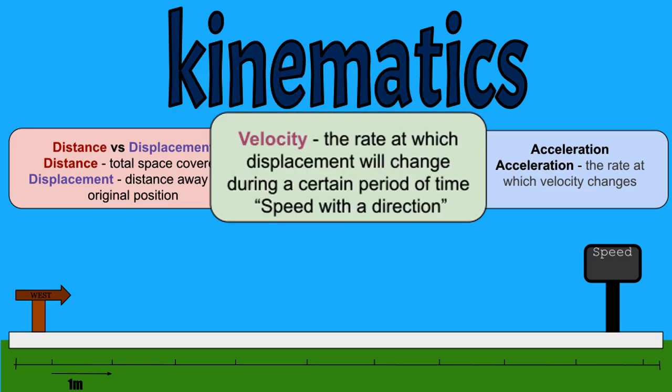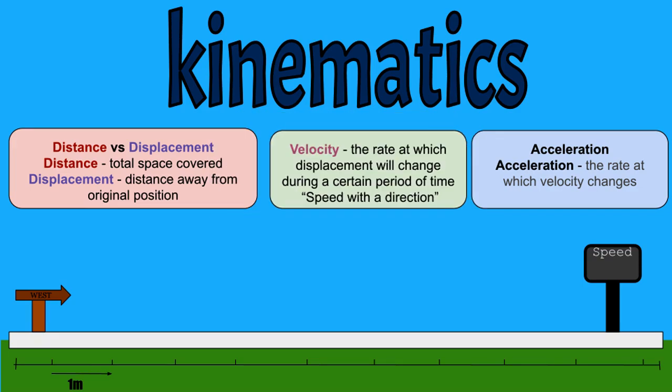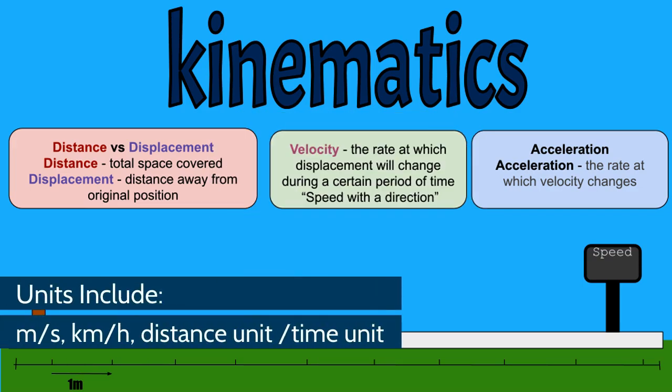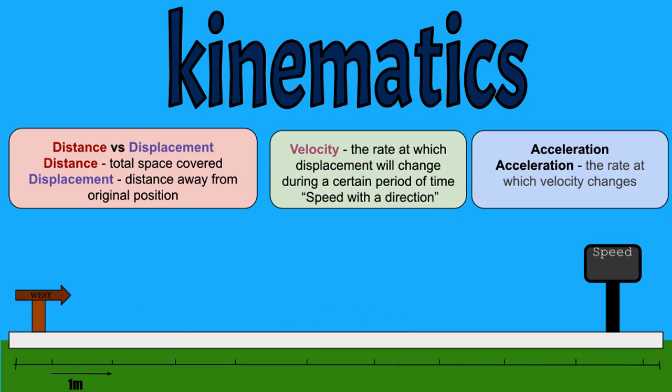Velocity. Velocity is described as how much your displacement will change during a certain period of time. One way to think of it is that it's just speed with a direction. It's measured with meters a second, kilometers an hour, any distance unit divided by a time unit. It also has a direction, whatever direction the object is going in.